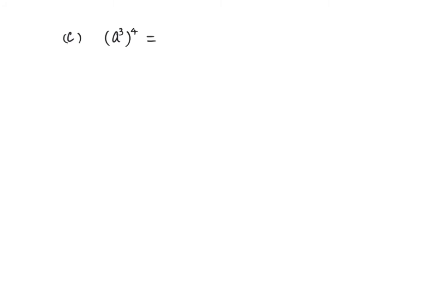Okay, this question, a to the power 3, bracket, to the power 4. So what you need to know is a to the power m, bracket, to the power n. So you can use a to the power m times n to get the answer. So here, a to the power 3 times 4. So you get a to the power 12. That's it.